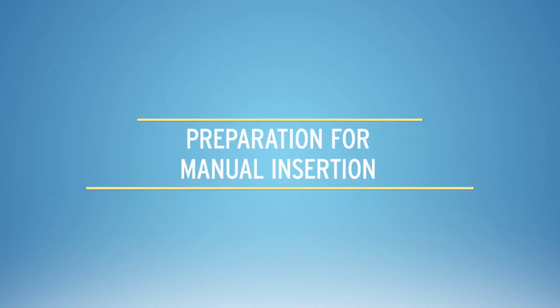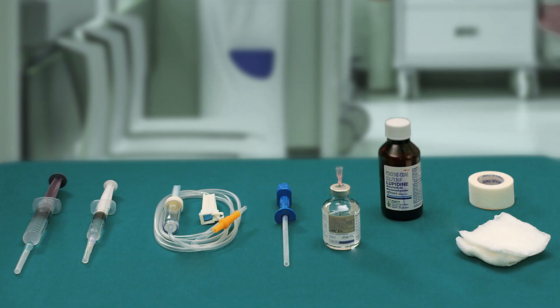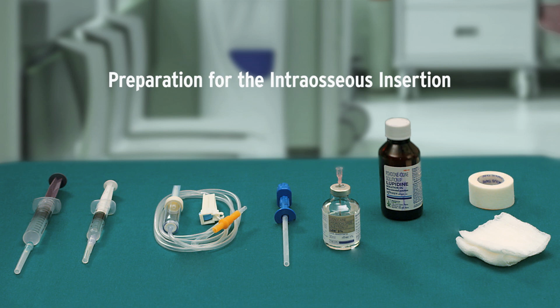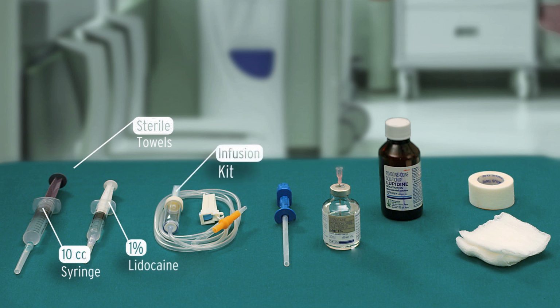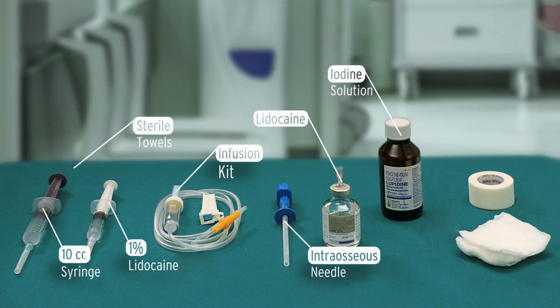Preparation for manual insertion: The following things are assembled in preparation for the intraosseous insertion: sterile towels, a 10 cc syringe for aspiration and infiltration, 1% solution of lidocaine for analgesia, infusion kit, intraosseous needle, lidocaine, iodine solution, micropore tape, gauze pack.